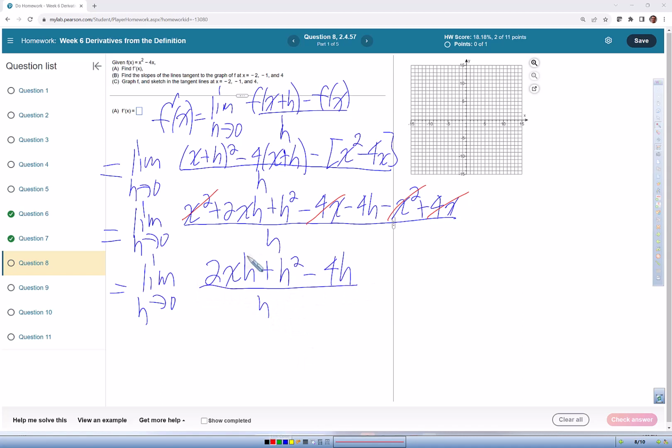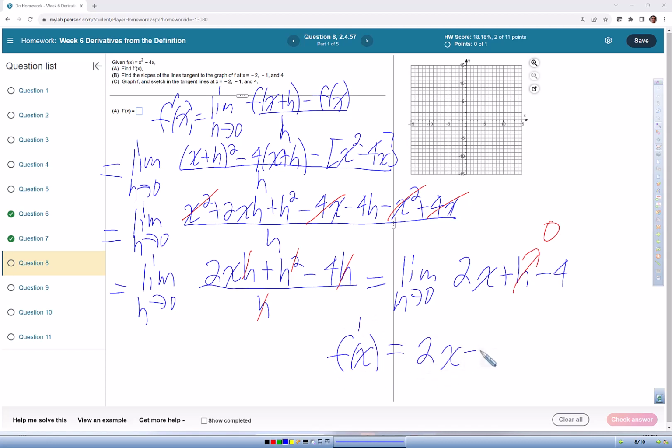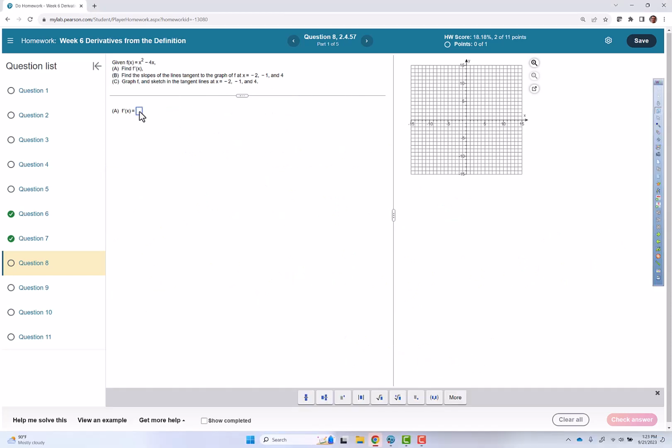We can cancel some h's, cancel one of those, cancel that one, leaving a -4. So this is the limit as h approaches 0 of 2x plus h minus 4. We can now let h go to 0 without having to worry about division by 0. So f prime of x equals 2x minus 4. So we're going to put that in, 2x minus 4.